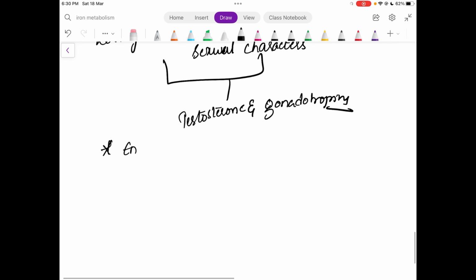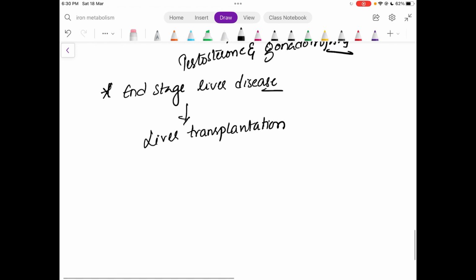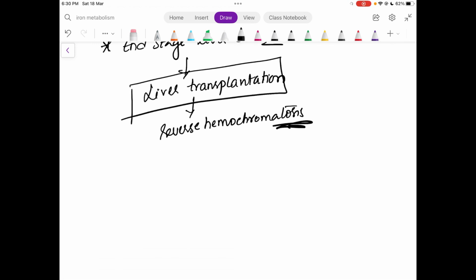If the patient goes into end stage liver disease, in those patients you have to do liver transplantation. Liver transplantation is very helpful, as it will reverse hemochromatosis.